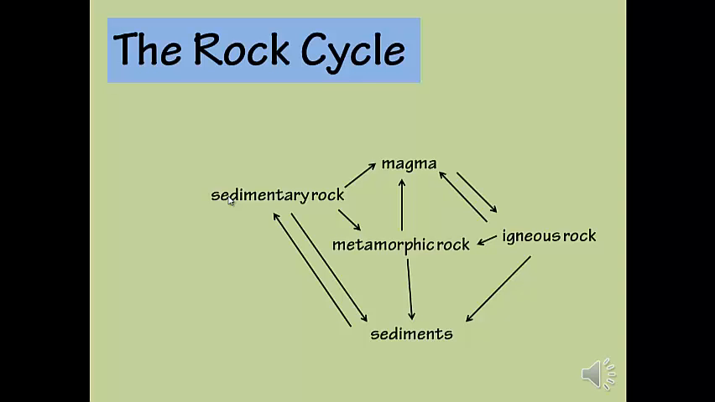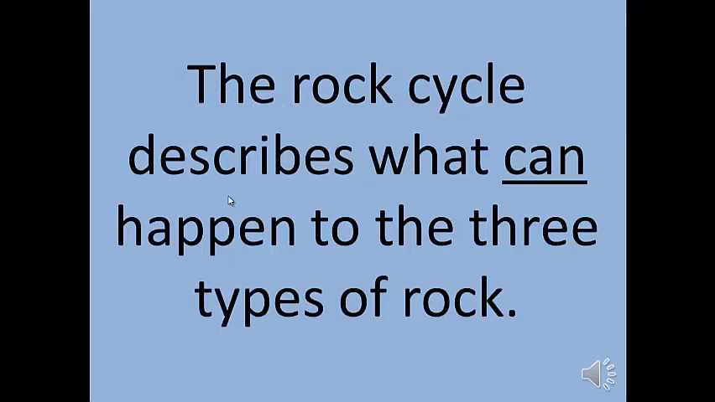Good morning. Today we are going to have a review of the rock cycle. Remember that the rock cycle describes how the three types of rock found on Earth are formed and what happens to them over time. The three types of rock found on Earth are sedimentary rock, metamorphic rock, and igneous rock. The rock cycle describes what can happen to the three types of rock.